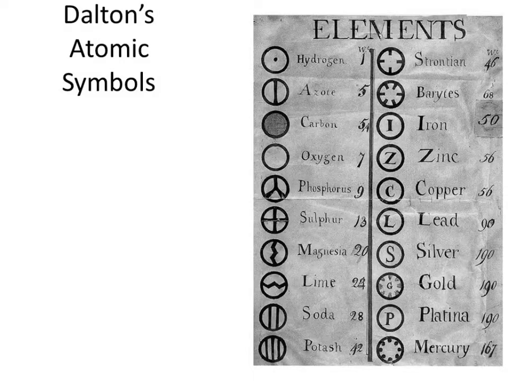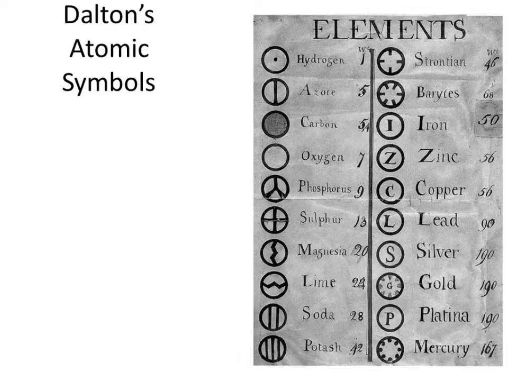Okay, so when we first started out, we did not have the periodic table as it looks today. In fact, we didn't even have a periodic table. And a guy named Dalton proposed a whole bunch of symbols for the elements that they knew at the time. So this is what Dalton had proposed.